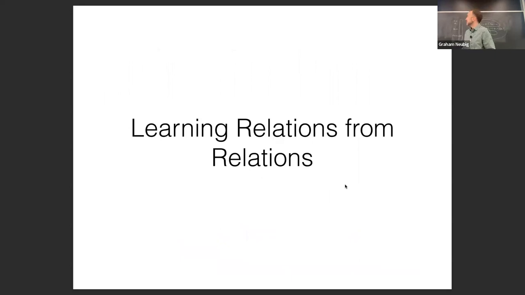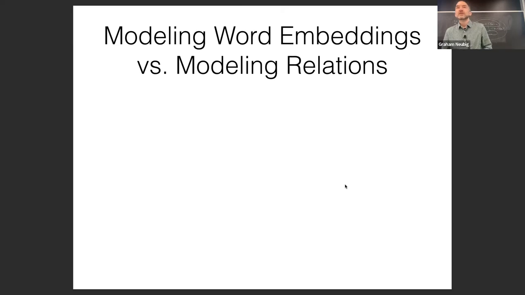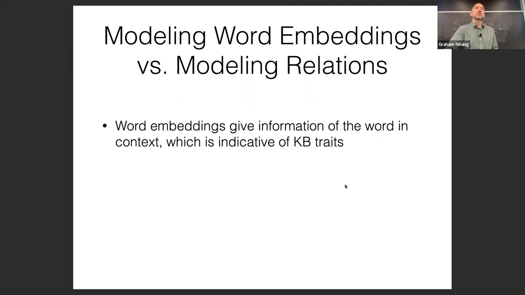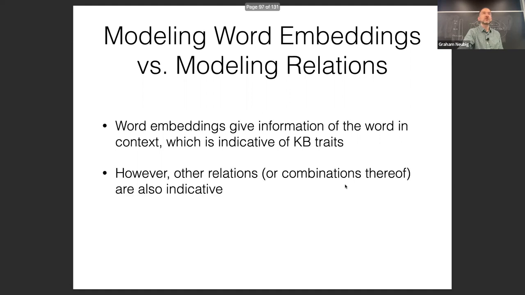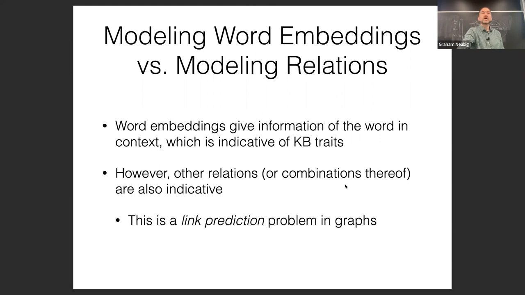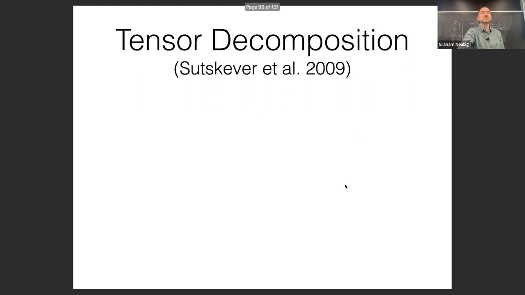Okay. So another interesting thing is you can further learn relations from relations. If we think about modeling word embeddings versus modeling relations, word embeddings give information of the word in context, or maybe the entity in context, which can be indicative of KB traits. Another thing is that other relations or combinations of them can be indicative of whether a relation exists or not. And this can be considered a link prediction problem in graphs.